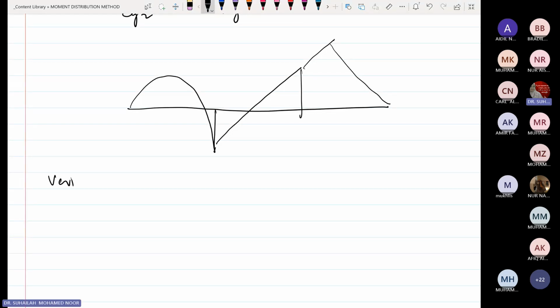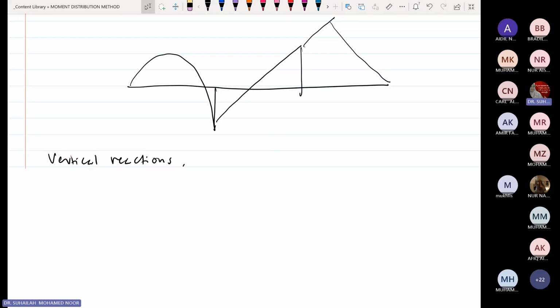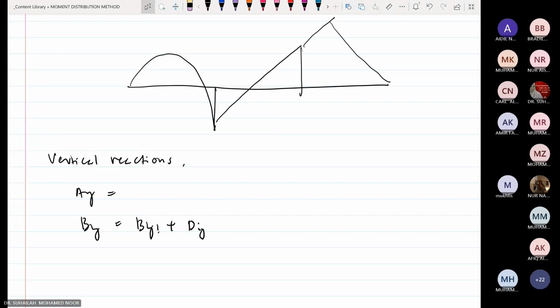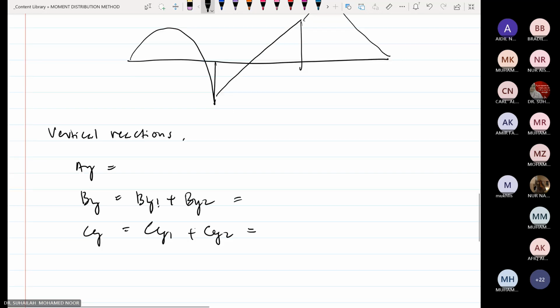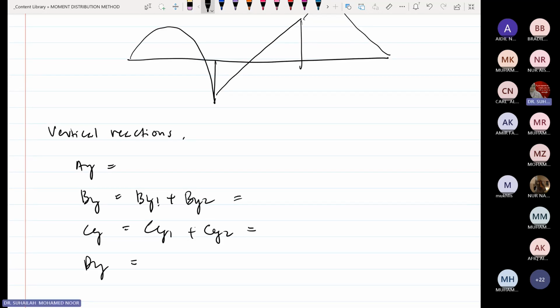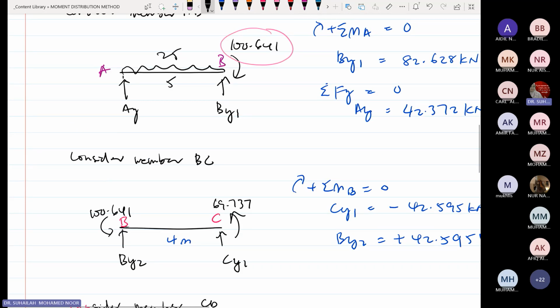Okay, vertical reaction. Okay, AY, BY is BY1 plus BY2. BY1 plus BY2. CY, CY1 plus CY2. DY. Okay, so AY tadi dekat sini AY.